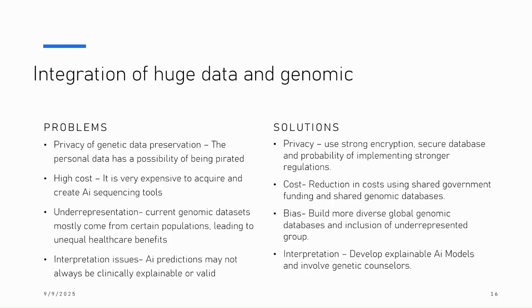Tackling biases requires building more diverse genomics datasets. This means people from different ethnicities, regions, and health backgrounds can use this data and upgrade and update it, so AI models benefit everyone equally.